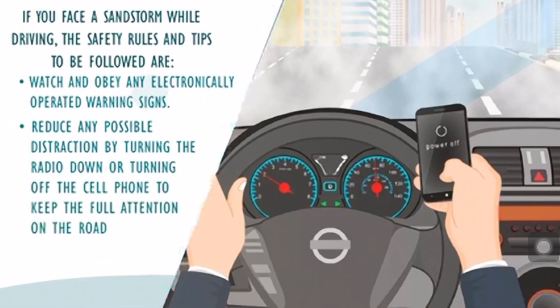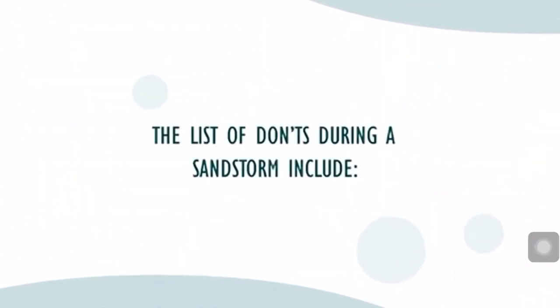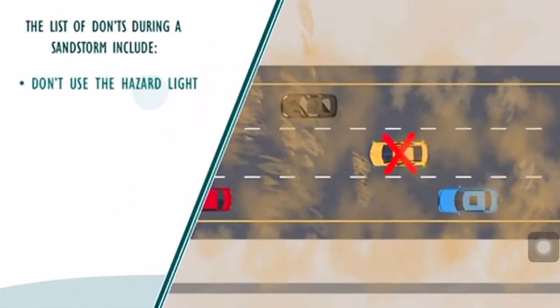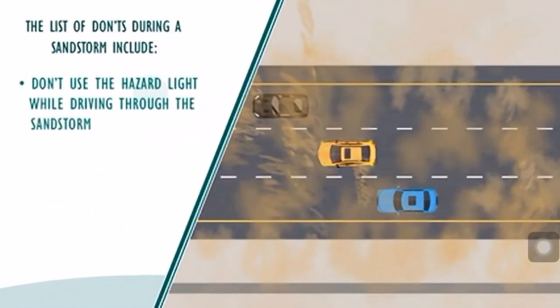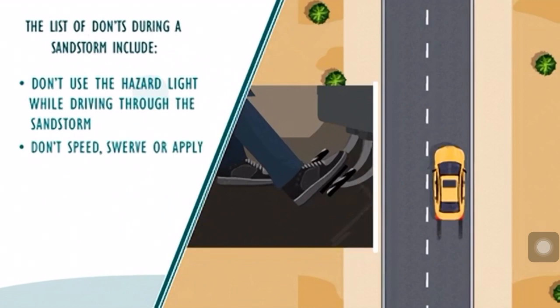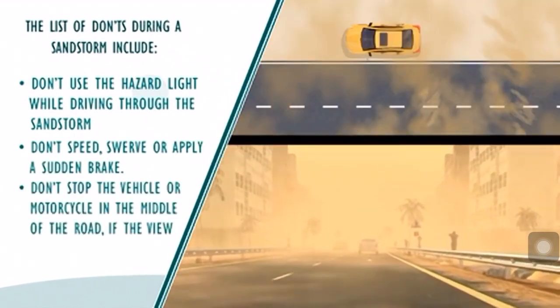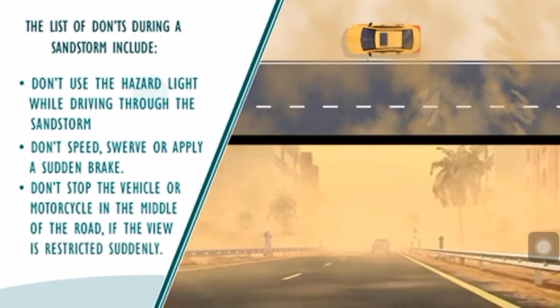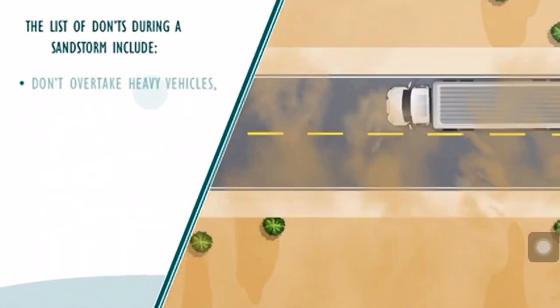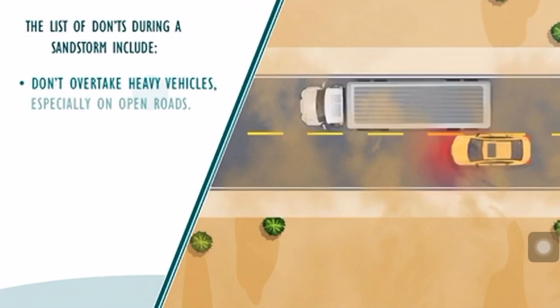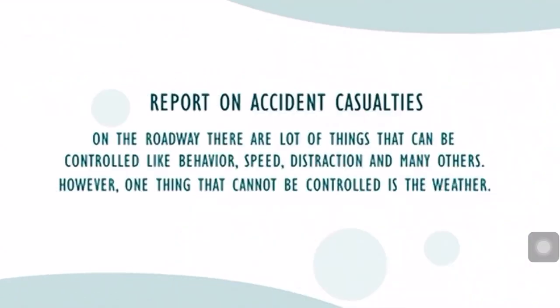on the road. The list of don'ts during a sandstorm includes: don't use the hazard light while driving through the sandstorm. Don't speed, swerve, or apply a sudden brake. Don't stop the vehicle or motorcycle in the middle of the road if the view is restricted suddenly. Try to move aside. Don't overtake heavy vehicles, especially on open roads.